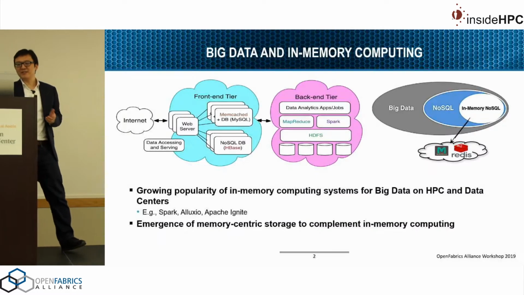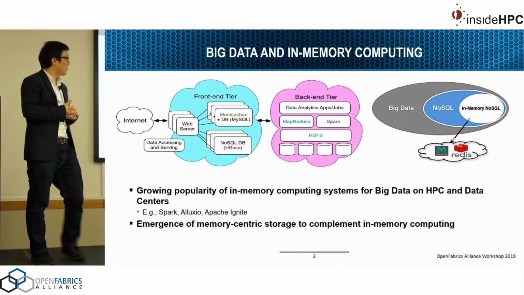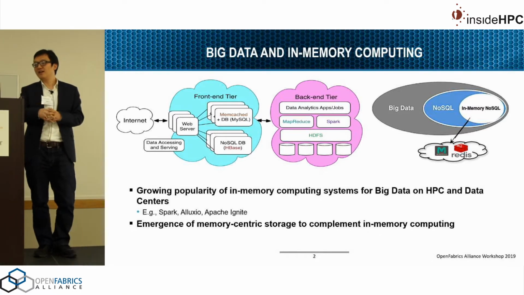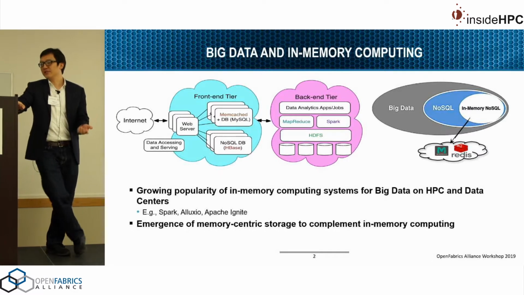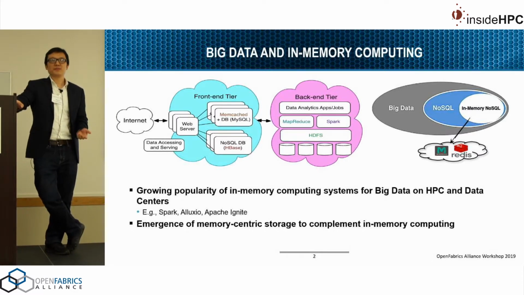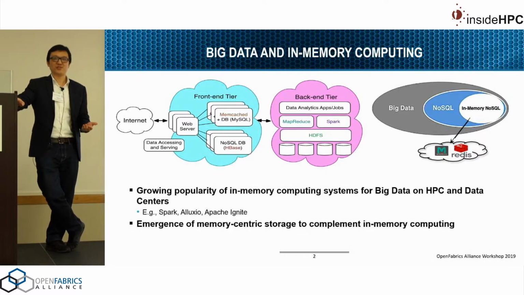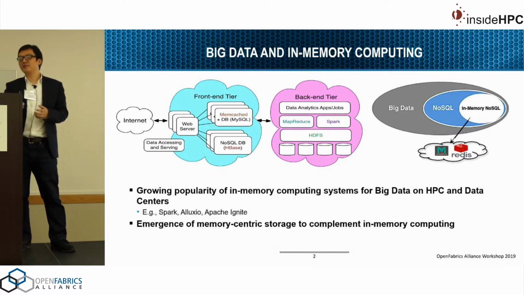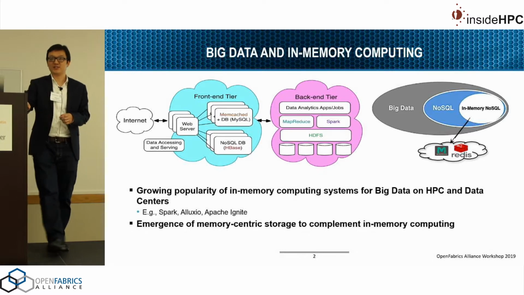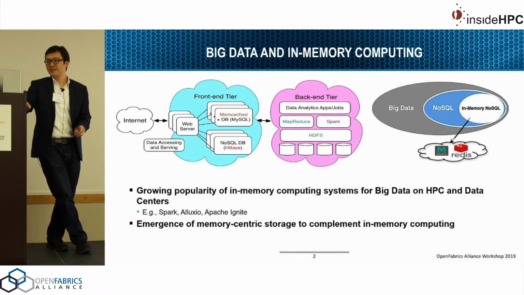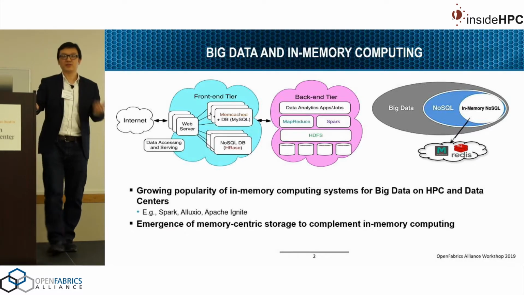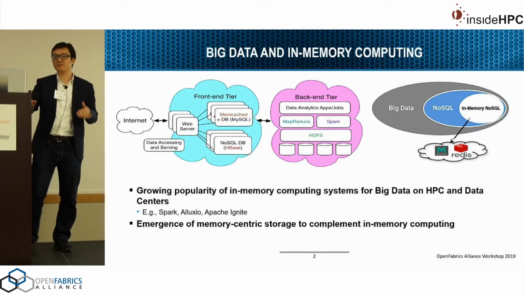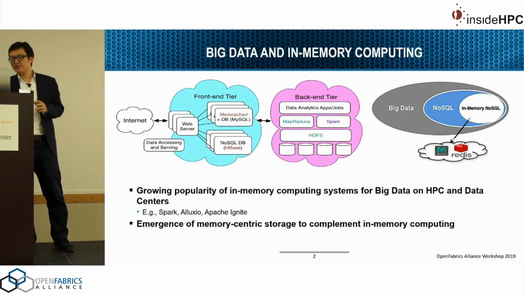Let me explain why. One reason is that a lot of people are trying to get performance for big data analytics or storage. These days, there's one concept called in-memory computing. A lot of people are trying to move their data analytics jobs or pipelines onto in-memory computing-based stacks. For instance, they're trying to use Spark instead of Hadoop, right? So this emergence of memory-centric computing systems or storage systems has become very popular for data center workloads these days.